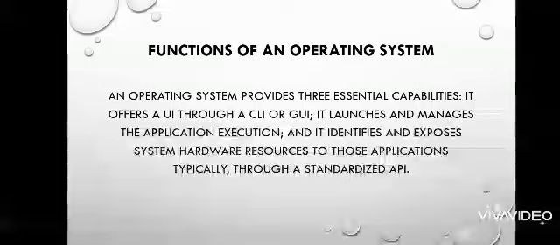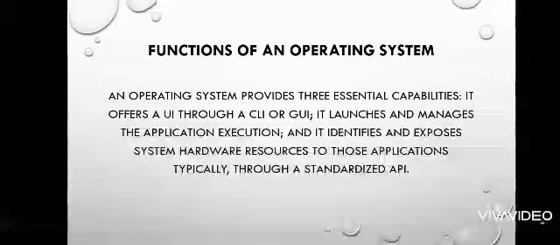To the function of an operating system. An operating system provides three essential capabilities. It offers a user interface, or UI, through a CLI or GUI. It launches and manages application execution, and it identifies and exposes system hardware resources to those applications, typically through a standard API.